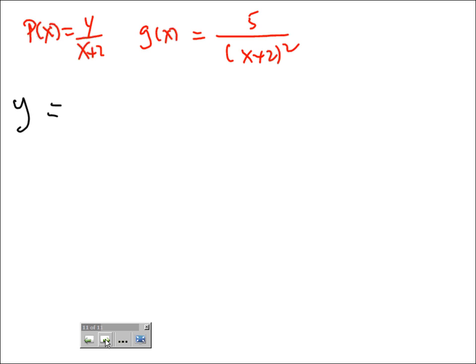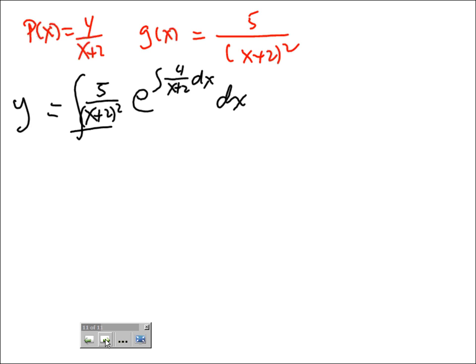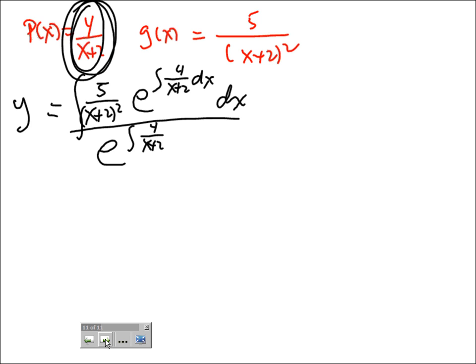y is equal to the integral of g of x times e to the integral of p of x dx, all over e to the integral of p of x dx. That's how I write p of x dx. So what is e to the integral of 4 over x plus 2 dx?